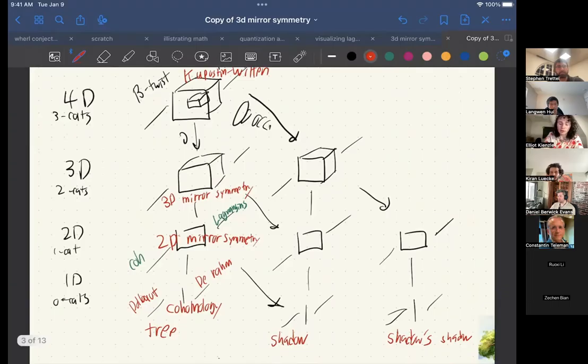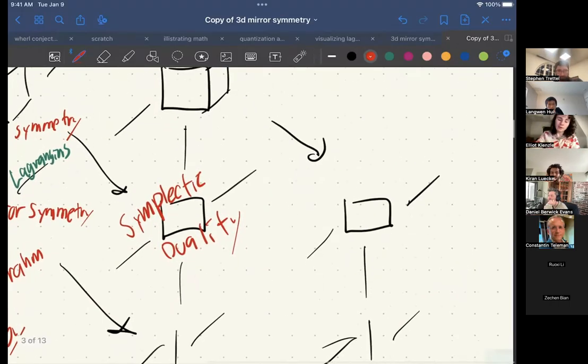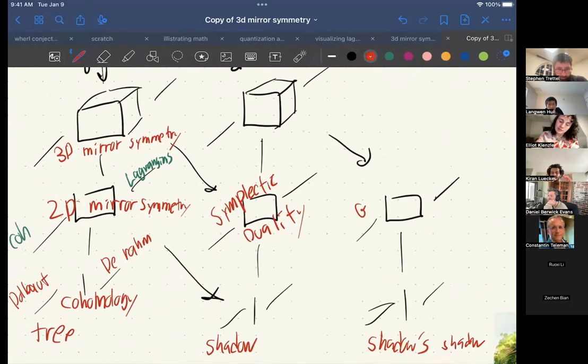Okay, what if we do dimensional reduction? Take 3D mirror symmetry, take its shadow, and we get to something called symplectic duality. This is a mathematical consequence of 3D mirror symmetry that was discovered, in a sense, motivating this conjecture of 3D mirror symmetry. There's one more thing I want to put here, which is why I put Kapustin-Witten in the first place. We could go from Kapustin-Witten and dimensionally reduce twice. And the theory that we get right down here is the one that gives us the geometric Langlands correspondence.